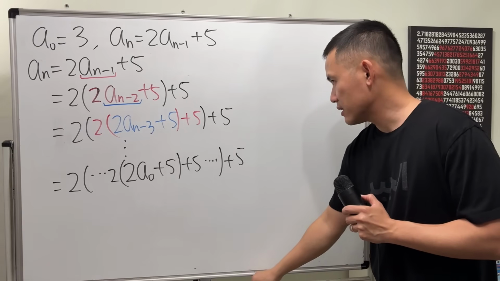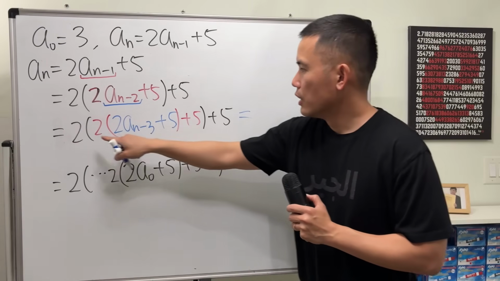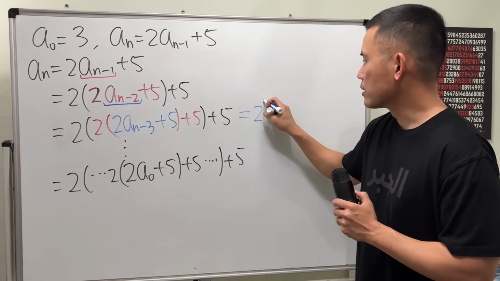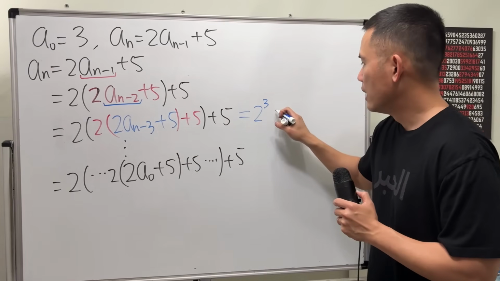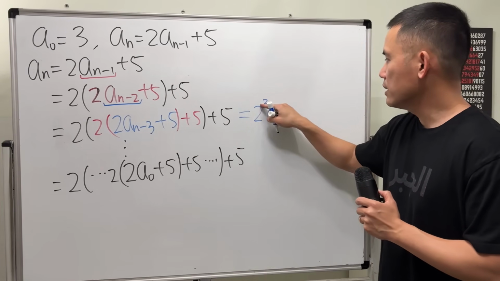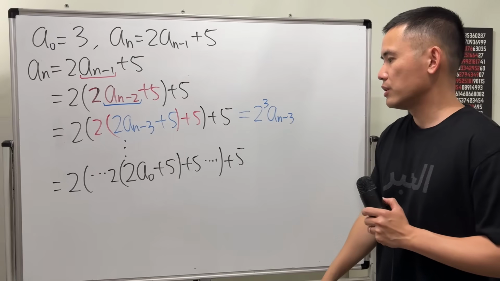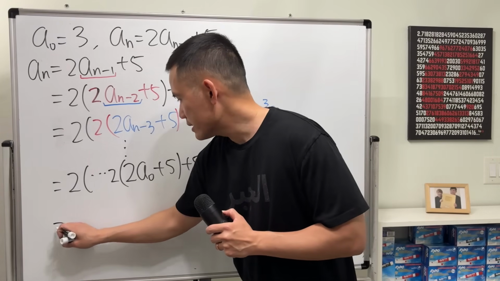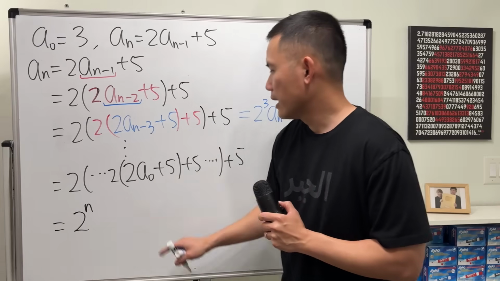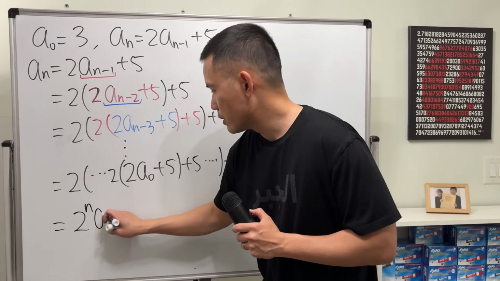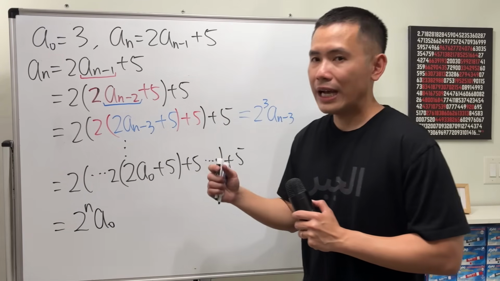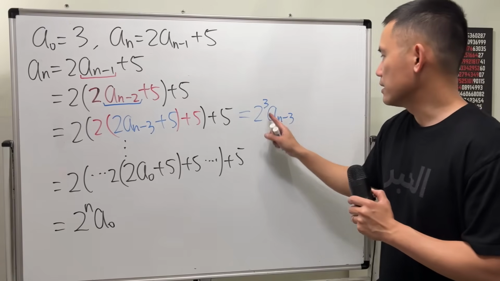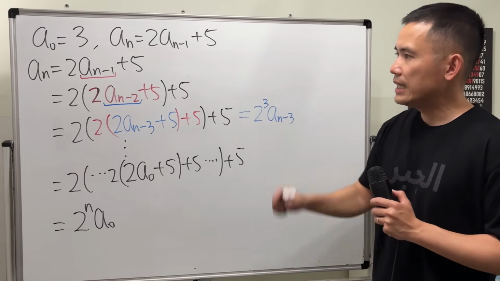So this is how I look at it. Right here, I will have 2 to the third power, and then we will have a(n-3). So you can see that the 3 and the minus 3 match. So later on, right here, we must have 2 to the power of n, and then this right here is a0. Together, they have to add up to n, just like this. 3 and n minus 3, they add up to n.